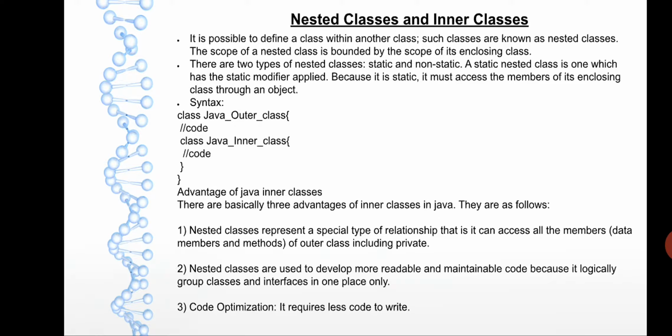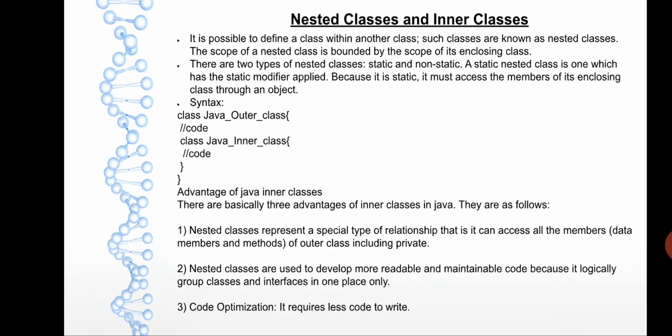It is something like declaring a variable inside a for loop: it is valid only for that scope. Outside the scope it is not available, isn't it? You will get an error saying undefined variable name. In the same fashion for a class, the scope of a nested class is bounded by the scope of its enclosing class. So it is only valid inside that particular class itself. Outside that, you cannot access it.